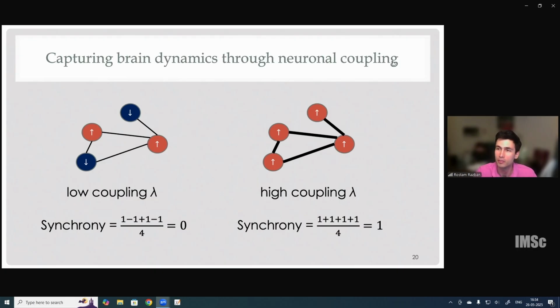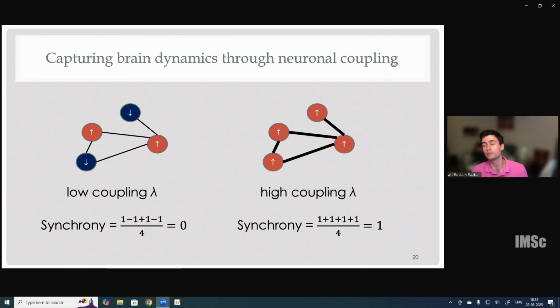And based off of how we tune this coupling constant, the spins or the brain activities are going to all be in synchrony. So synchrony, for the physics people in the room, is also called magnetization, but I'll use the word synchrony since it's more neuroscientifically understandable. The synchrony is going to change based off of what coupling we have. So for low coupling, the spins will randomly be up or down. So on average, the average spin state or the magnetization or the synchrony is just going to be zero.